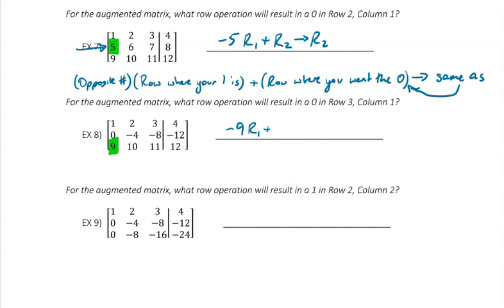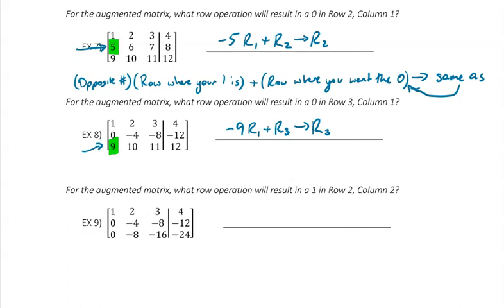Plus the row where you want the 0. That 9 is currently in row 3. That's where we want the 0. So row 3. And then we'll replace that same row, so row 3 again. And again, if you try either one of those two operations, you should see that you do get zeros in both of those places.